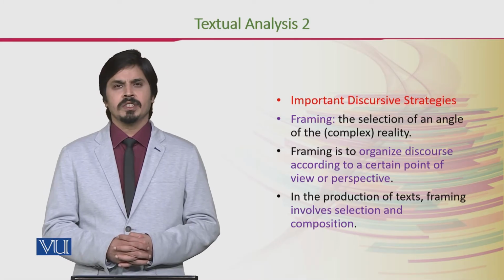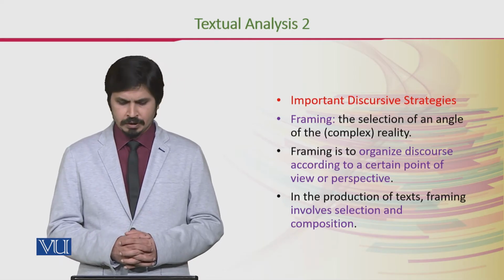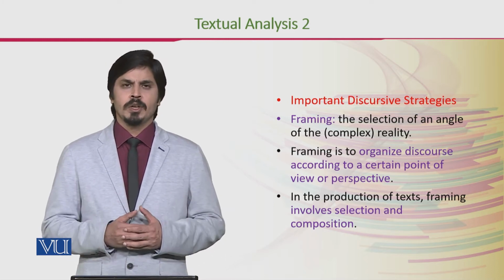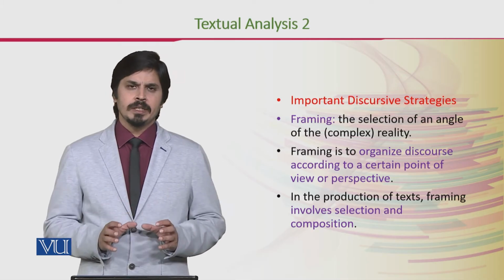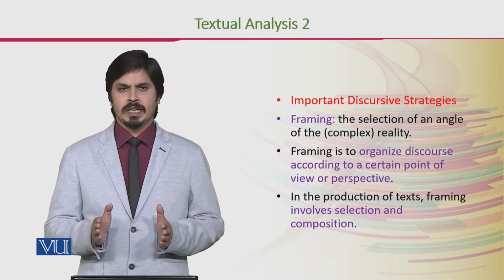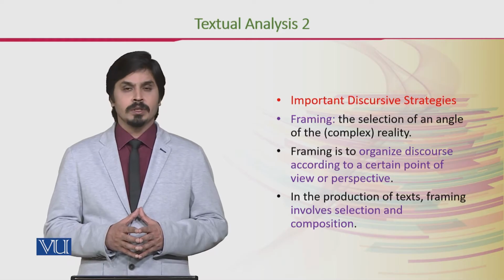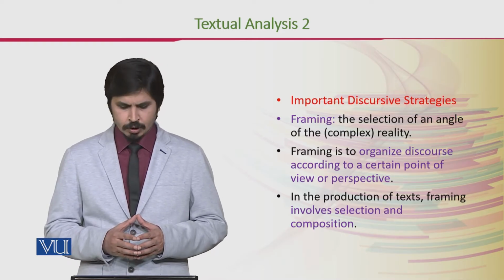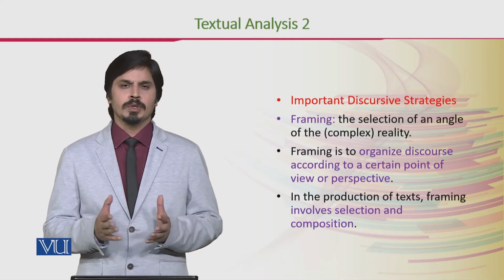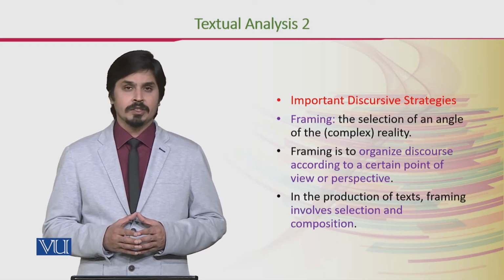Important discursive strategies in this regard, as Annabella sees it, can be framing. Framing includes giving or selecting a certain angle or perspective for a text. When a writer deliberately tries to present a certain news item or certain issue from a certain angle, this is called framing. And in this framing, we can see that the writers usually organize discourse according to a certain point of view or perspective, most likely which would favor him or her. In the production of text, framing involves selection and composition.